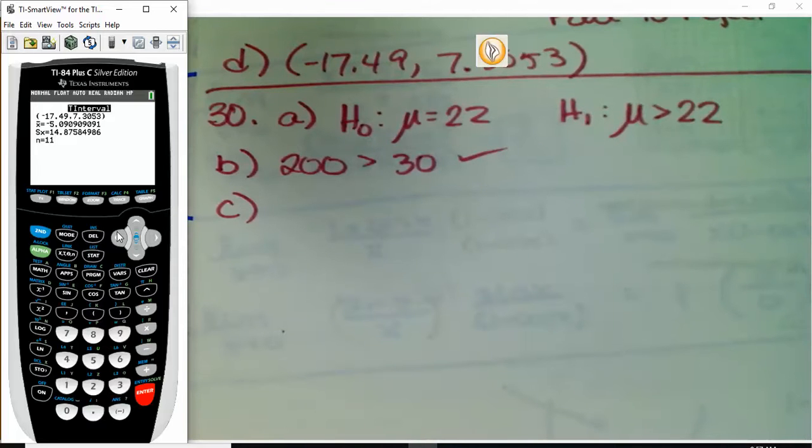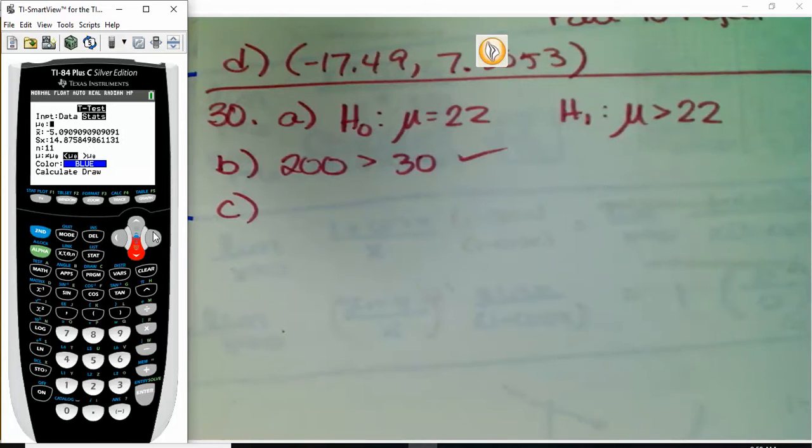C, test it at the 0.05 level. So we are doing this on our calculator. Stat, test. Which test do I need? T-test. If you're talking about the mean, we always pick the t-test, number 2. This time I am basing it off of stats.